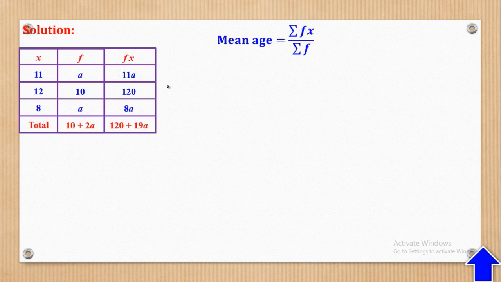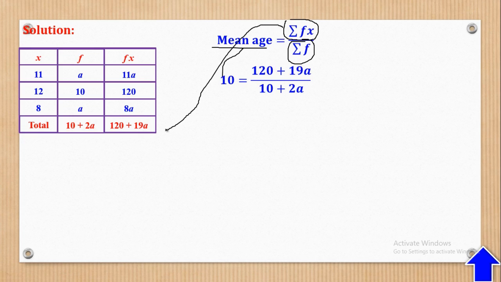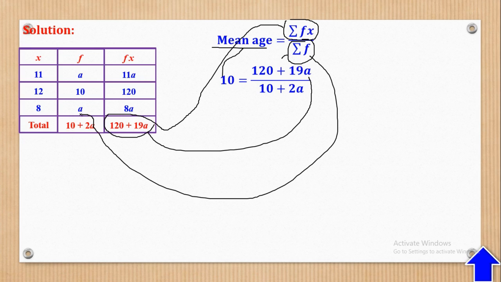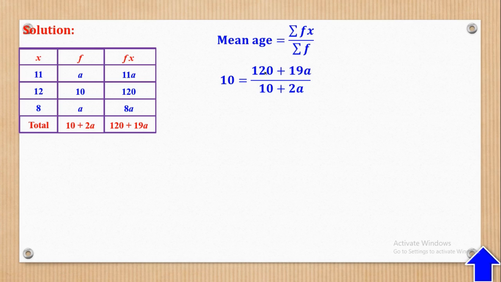First of all, remember the mean is given by the formula summation of fx over summation of f. Now they gave us the mean age as 10, so we shall substitute that the mean age is 10, which was given in the question. Then summation of fx is the total of fx, and that is what we put here. Then summation of f is the total of f, and that is what we put here as the denominator.